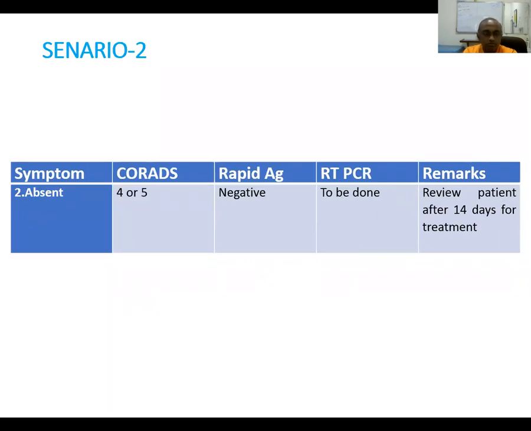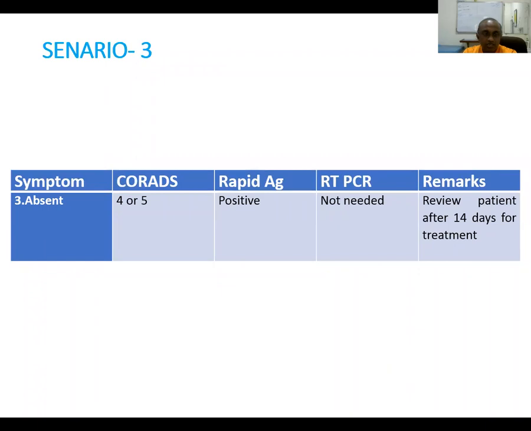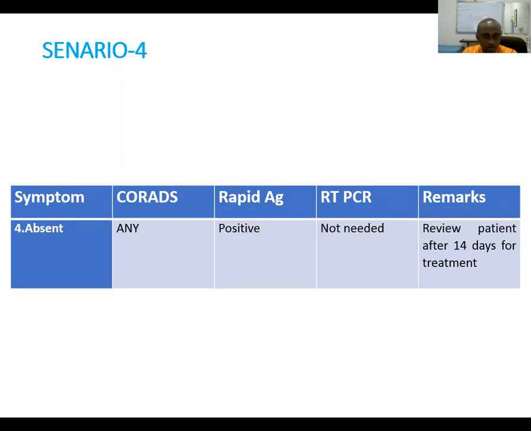Scenario 2: symptoms absent, but HRCT shows CO-RADS 5. Rapid antigen is negative, then you have to send for the RT-PCR test. Again, ask the patient to come after 14 days of COVID treatment. Scenario 3: even though symptoms are absent, CO-RADS positive and antigen positive, RT-PCR is not needed, and the patient should come after 14 days of treatment for COVID. Scenario 4: any CO-RADS, rapid antigen positive, whether symptoms are there or not, RT-PCR not needed. Again, the patient should come for treatment after 14 days.